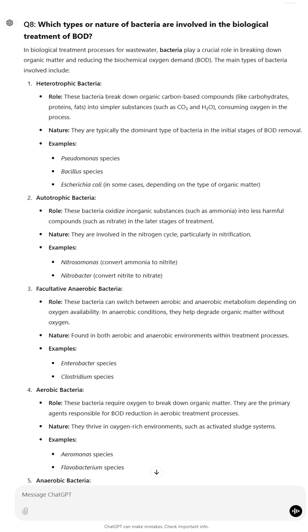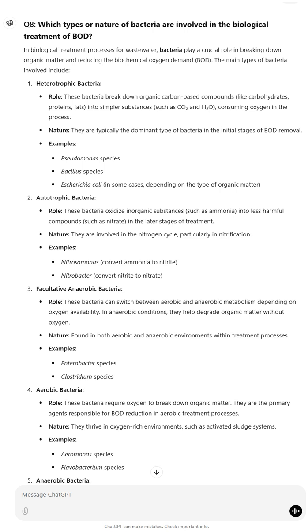2. Autotrophic bacteria. Role. These bacteria oxidize inorganic substances, such as ammonia, into less harmful compounds, such as nitrate, in the later stages of treatment. Nature. They are involved in the nitrogen cycle, particularly in nitrification. Examples: Nitrosomonas, convert ammonia to nitrite. Nitrobacter, convert nitrite to nitrate.